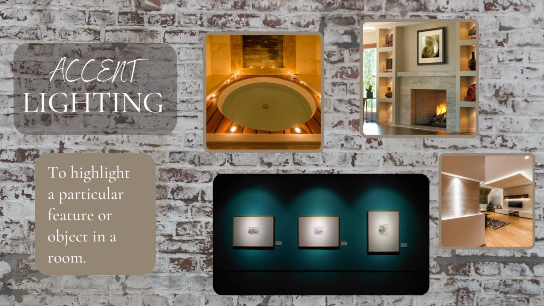Accent lighting is used to highlight a specific feature or object in a room. For example, a piece of artwork, an architectural detail, or even a plant. It can create a focal point and add visual interest to a space, so if you're having trouble creating a focal point, accent lighting just might be the fix.